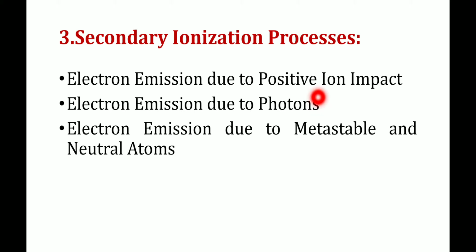Keep it in mind, the anode is positive and the cathode is negative. Obviously, right? This is positive, so will it travel towards the cathode or the anode? Obviously, it will travel towards the cathode because it is negative. Opposite charges attract each other. Is it right? So that is why we have electron emission due to the positive ion impact.